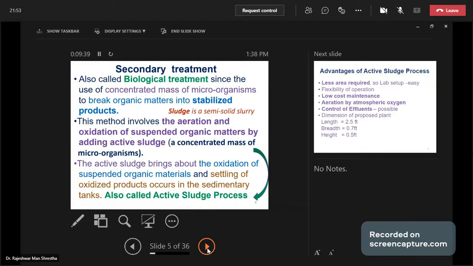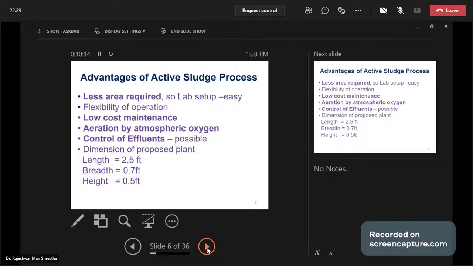This method involves aeration and oxidation of suspended organic matter by adding activated sludge, that is, a large mass of microorganisms. So this process is called the activated sludge process. The activated sludge brings about the oxidation of suspended organic matter and settling of the oxidized product in the settling tank. In this way, from this treatment, only organic matter can be removed by using a large amount of microorganisms. This is known as sludge.